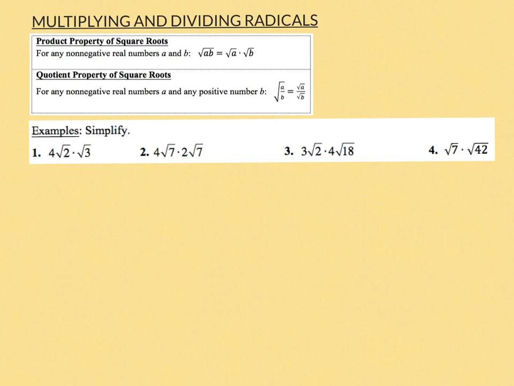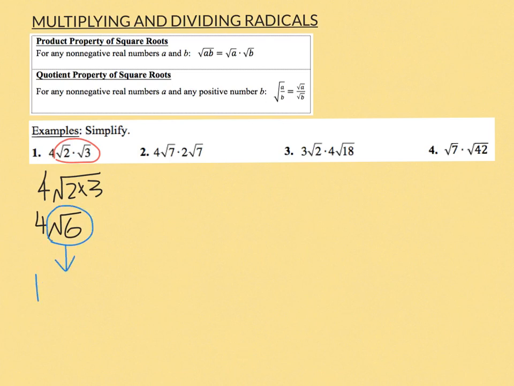In example 1, we have 4 square root 2 times square root 3. We can apply the product property of square roots to simplify this product of the two radicals. So from here, we can write it as 4 square root of 2 times 3, and that gives us 4 square root 6.